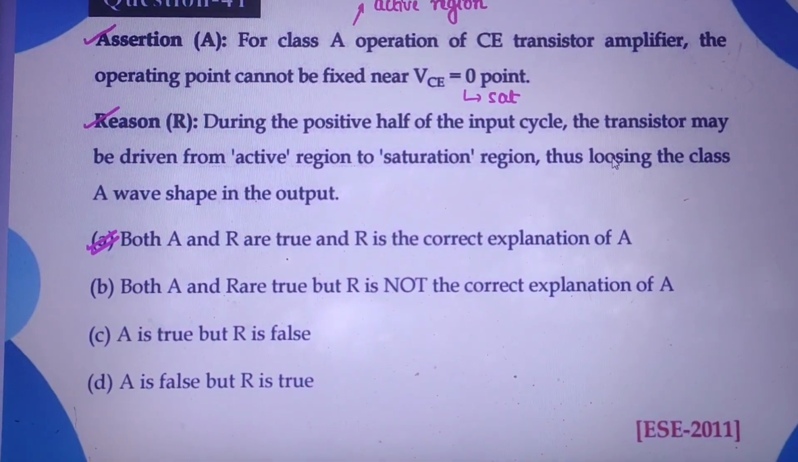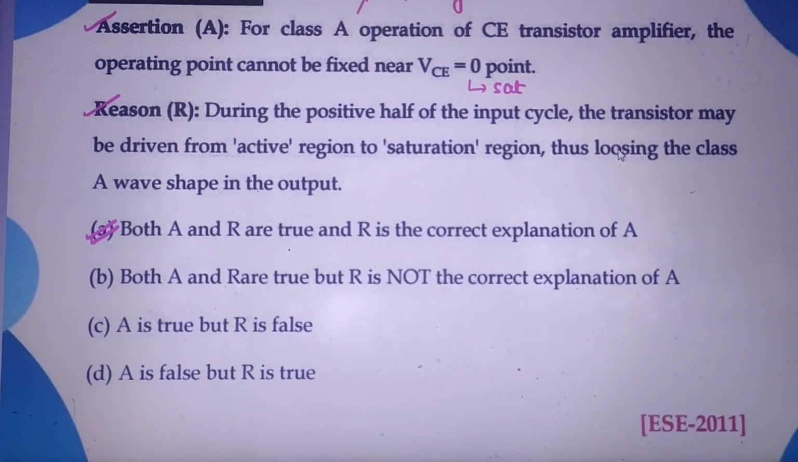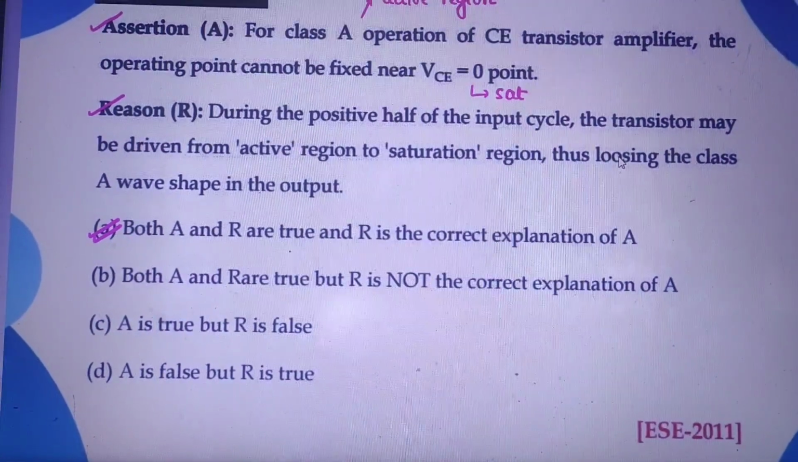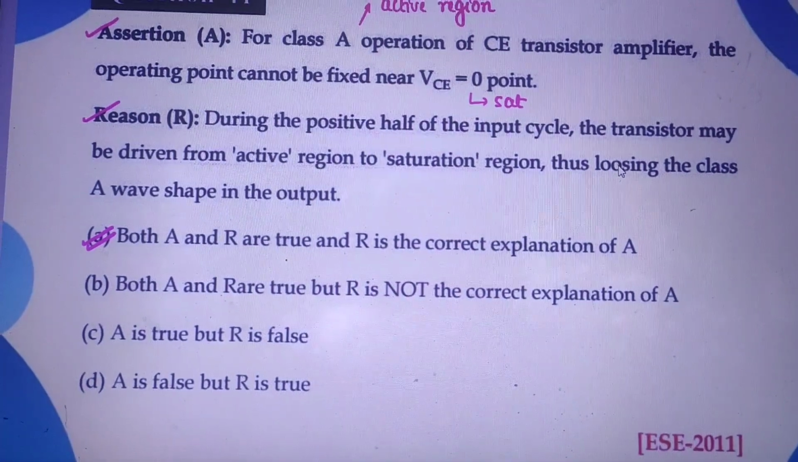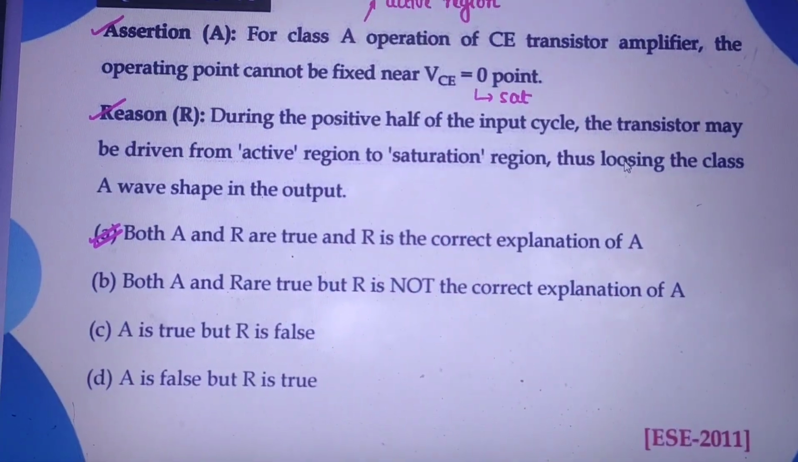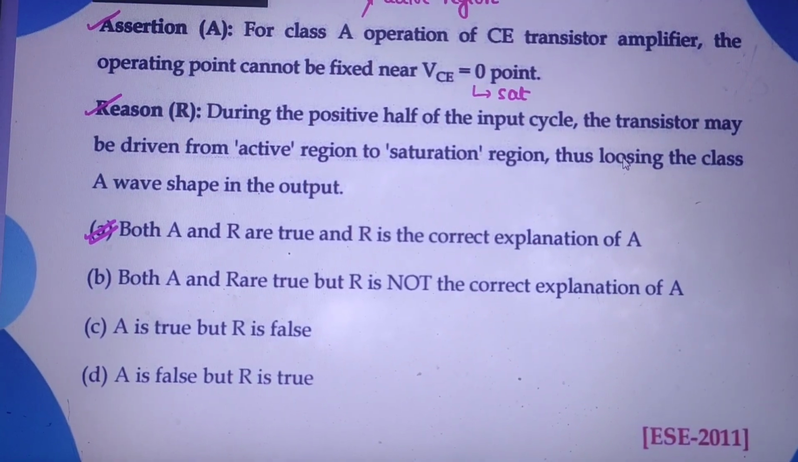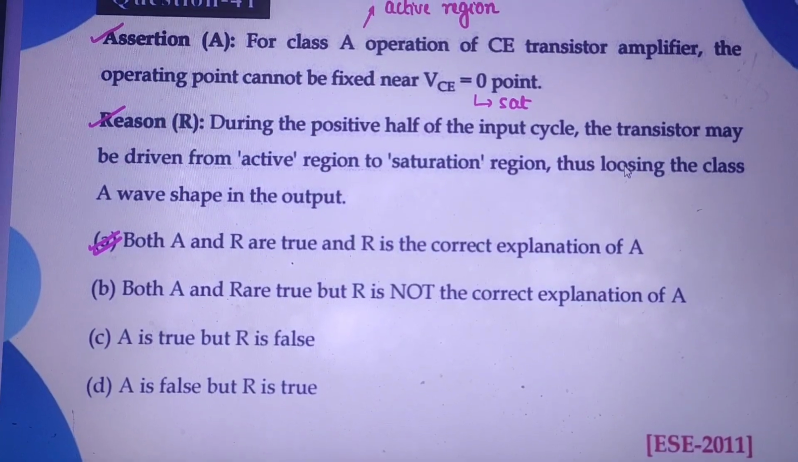During the positive half cycle of the input, the transistor may be driven from the active region to the saturation region, thus losing the class A wave shape in the output. Class A wave is a full cycle and it loses its wave shape when it moves from the active region to the saturation region. So both A and R are true, and R is the correct explanation of A.